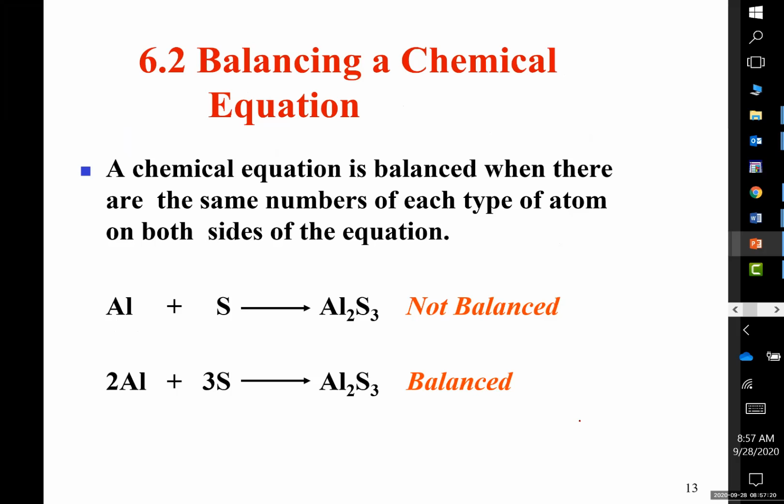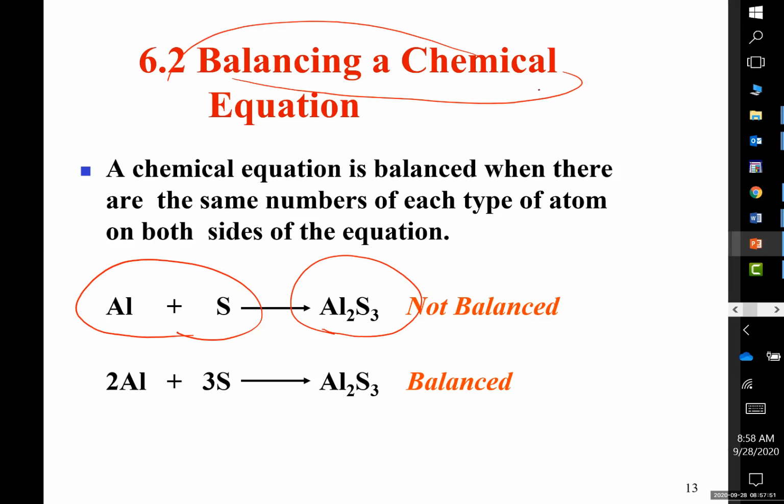Guys, if I say in a chemical reaction, atoms are not created and they are not destroyed, can I say, based on that concept, total number of atoms on the left, reactants, should be equal to total number of atoms on the right? That's simply called balancing a chemical equation.